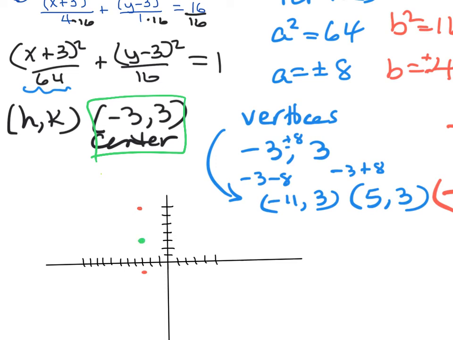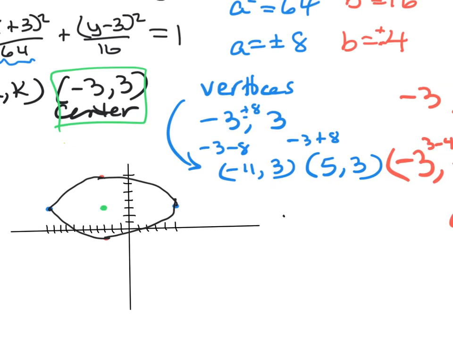Now I need to do the other vertices: 1, 2, 3, 4, 5, and 3. And then -11, comma 3. And it'll come here. Connect the red and blue dots. Make it oval in shape. That's your ellipse.